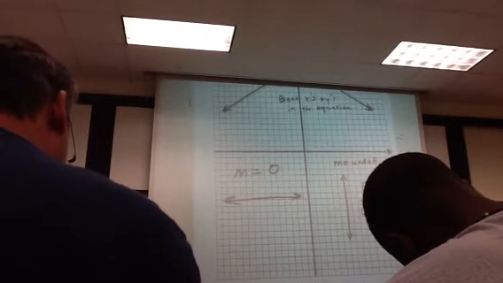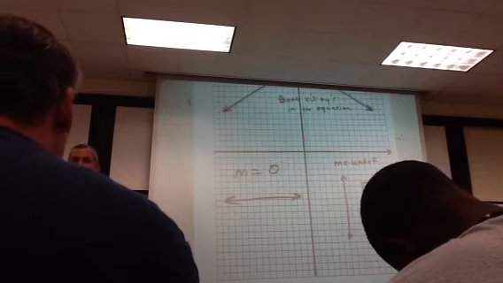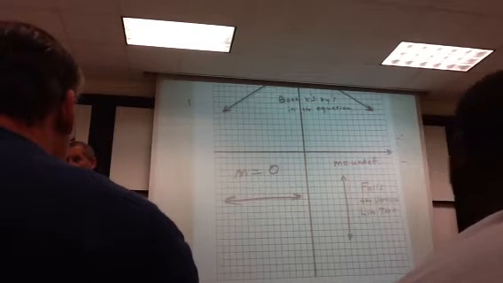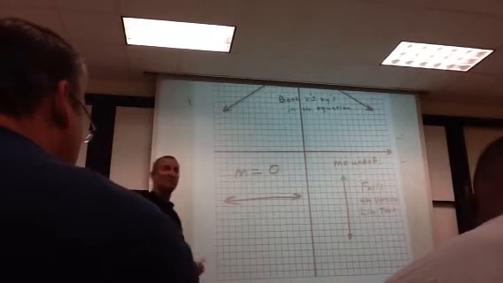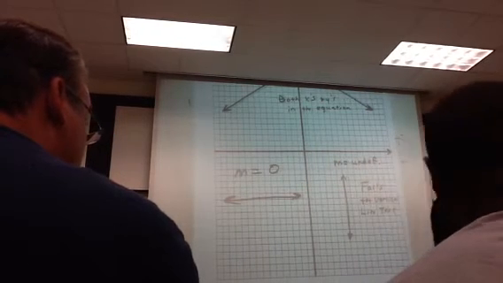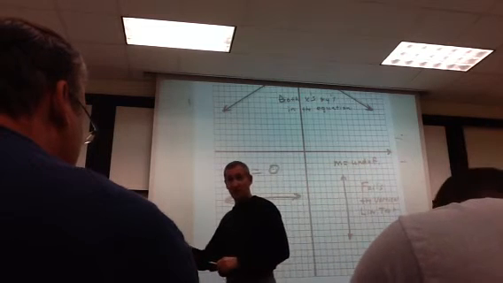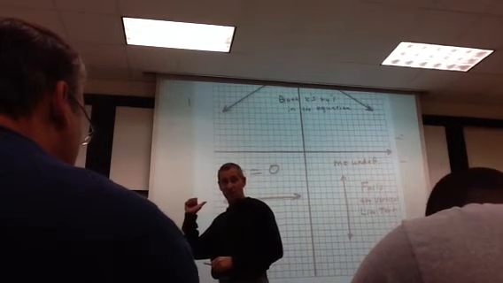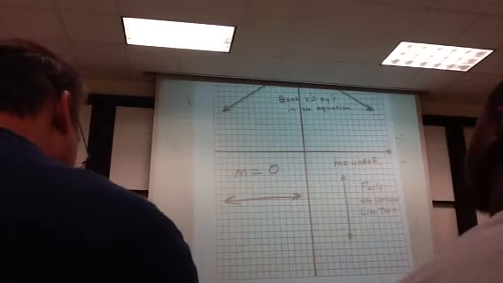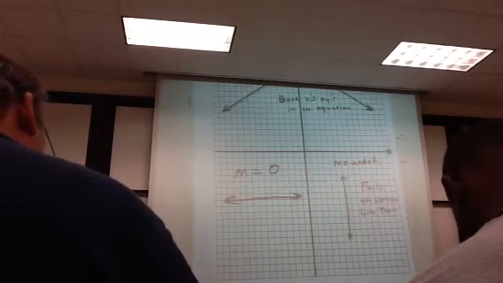So you got an observation here, ladies and gentlemen. If I said every single line represents a function, true or false, what would you say? False. If I said every single line except vertical lines represents a function, what would you say? True. So the only exception to being a function is a vertical line. That's the only one that fails, again, my apologies, fails the vertical line test.